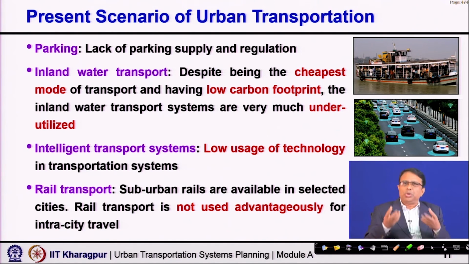I mean, on which road should I allow on-street parking, and where should I allow off-street parking. On-street means just by the side of the road you are parking your vehicle. Off-street means not on the road, you are going to a separate place, maybe a multi-storied building or a small open area where parking is allowed. So there are supply issues and also issues related to regulation of parking.